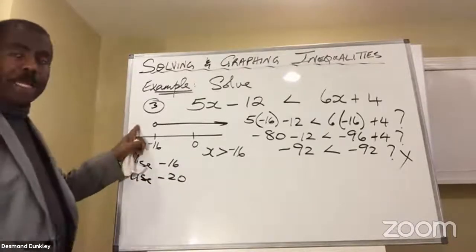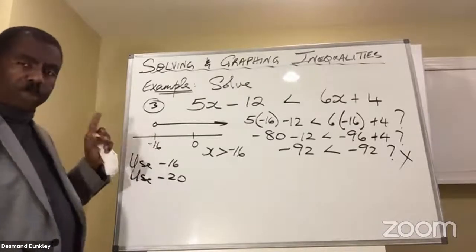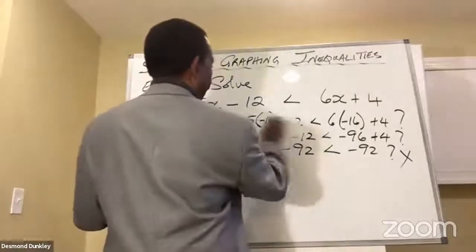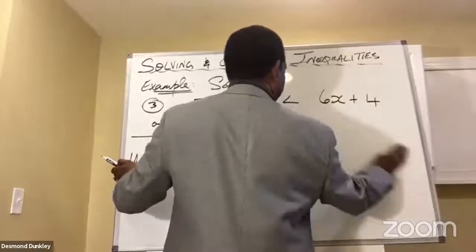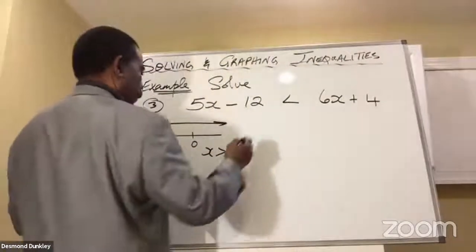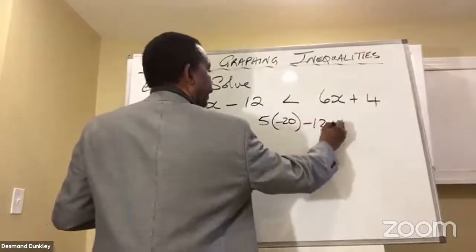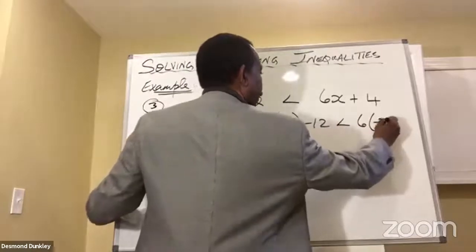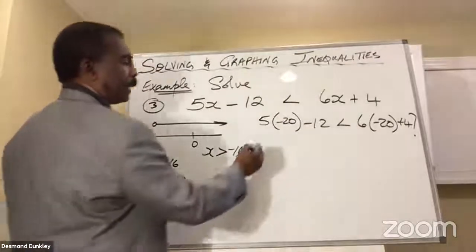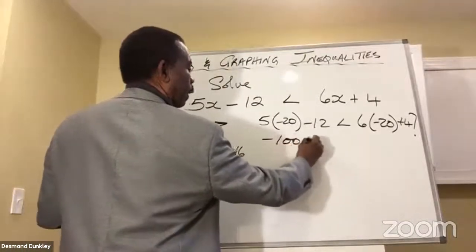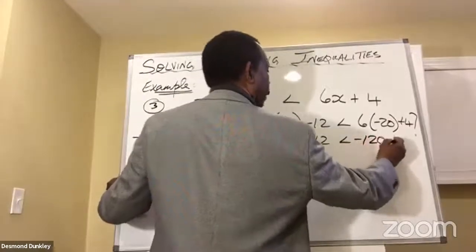Negative 20 should fail because it's to the left of negative 16. So anything to the left should fail. Let's find out. Go: 5 times negative 20 minus 12. Is that less than 6 times negative 20 plus 4? 5 times negative 20 is negative 100. Is that less than negative 120 plus 4?